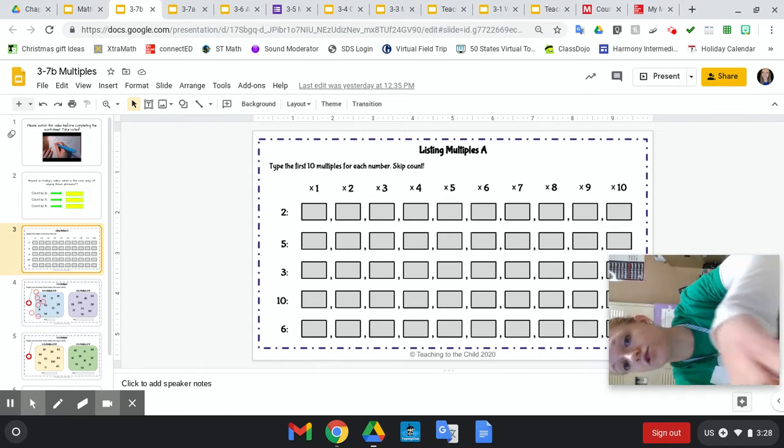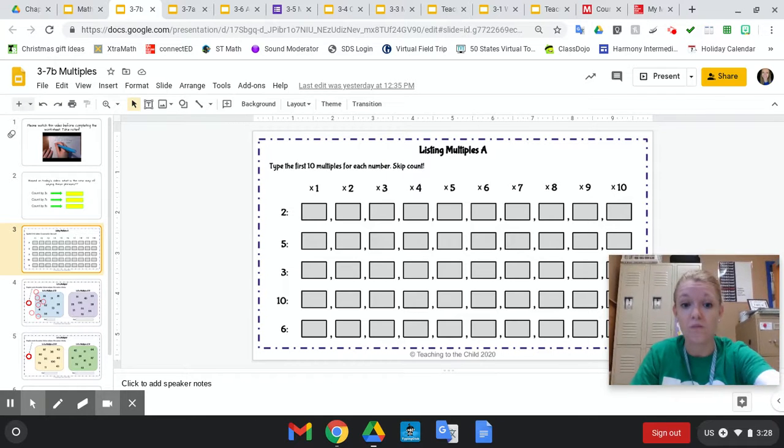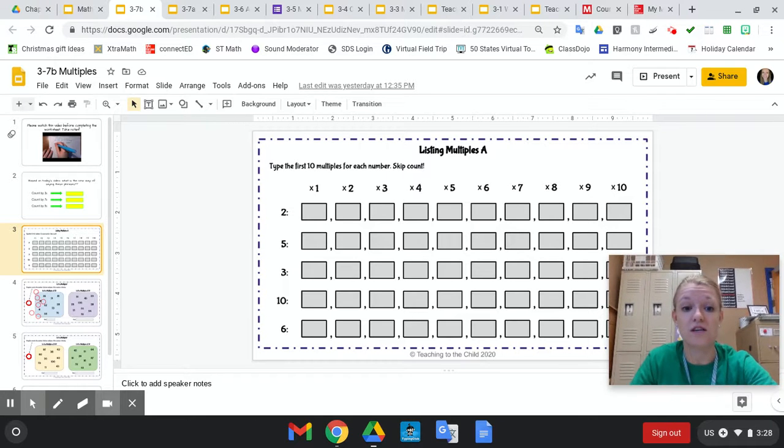Well, 2 times 1 is 2. 2 times 2 is 4. So think about the ladders, but we're also listing out our multiples, and that's just saying times 0, times 1, times 2, times 3, times 4, however many they ask for. So sometimes they'll say list the first 5. Remember to start with times 0. I couldn't fit that in here on this document, so that's why it's not there, but remember, times 0.